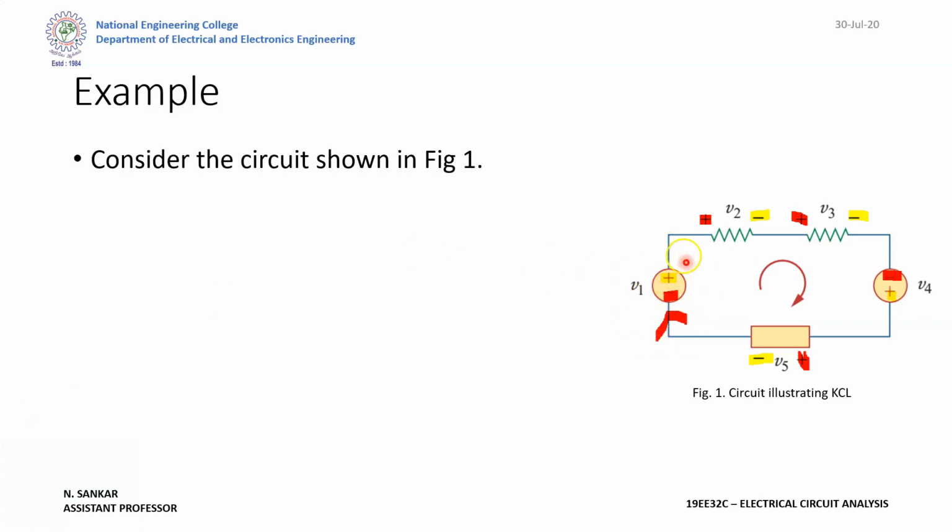Because if you take the leaving voltage here, but the entering voltage there, then there will be a mismatch and the answer will be wrong. So if you want to take the leaving polarity, it should be followed throughout the sum. Let us take this one. Here I am taking the entering polarity, so the answer will be minus V1 plus V2 plus V3 minus V4 plus V5 is equal to 0.